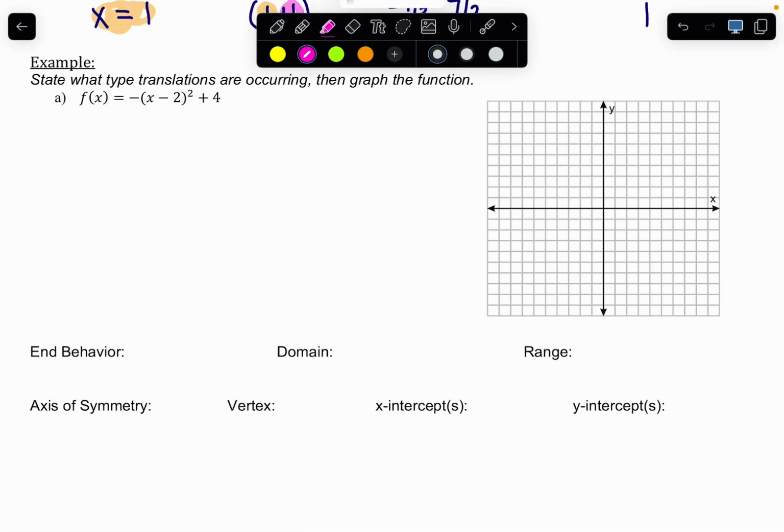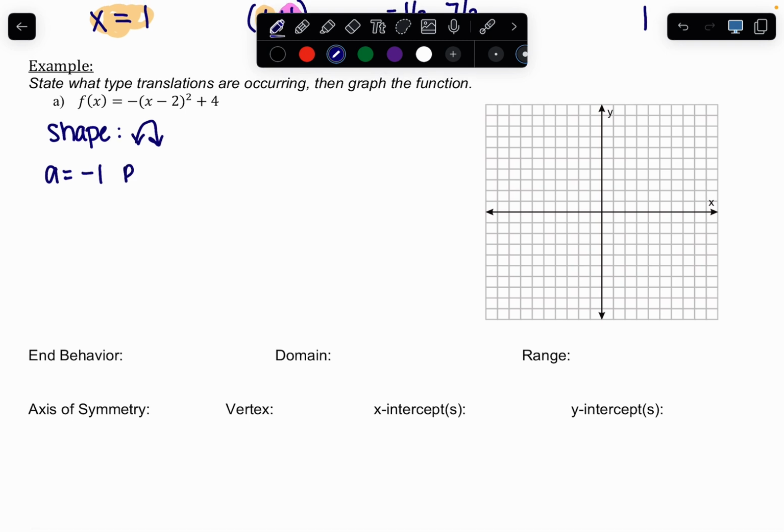So we have f of x equals negative times the quantity x minus 2 squared plus 4. So how is this graph moving? First off, what's the shape? Let's start there. It's a parabola. It's a U. And is it facing up or down? Down. Because what's our value for a? -1, which means we only have a reflection across which axis? X. Good.